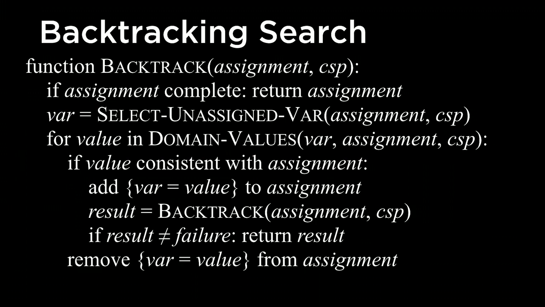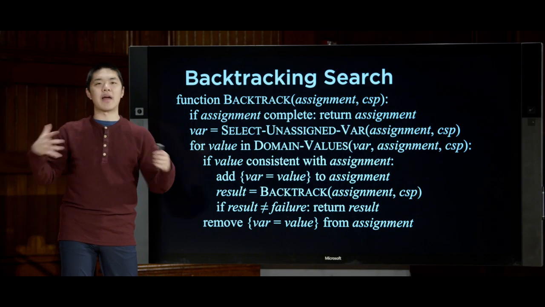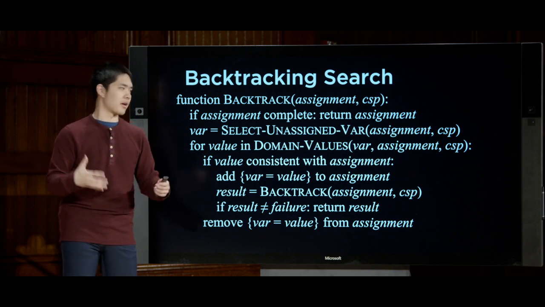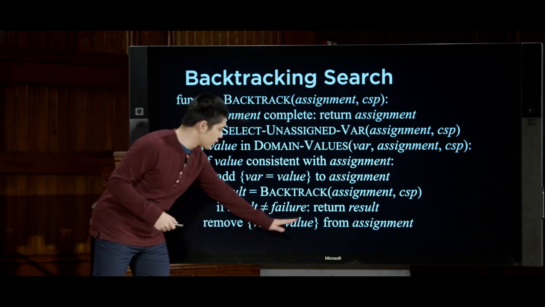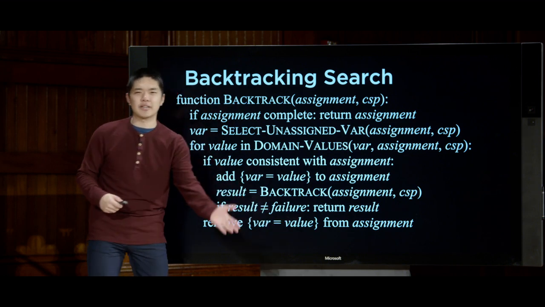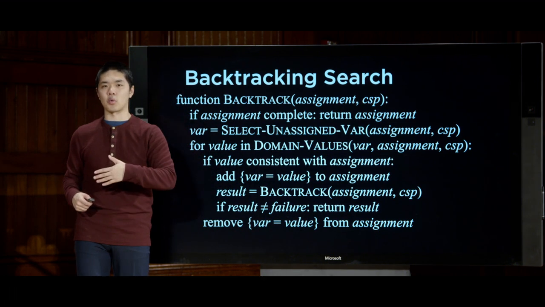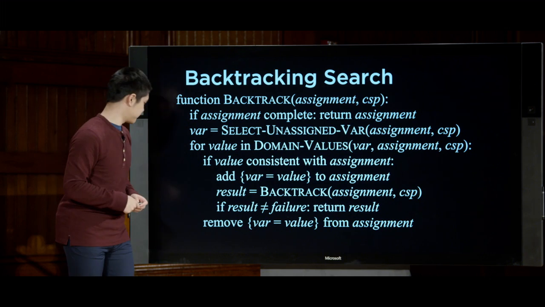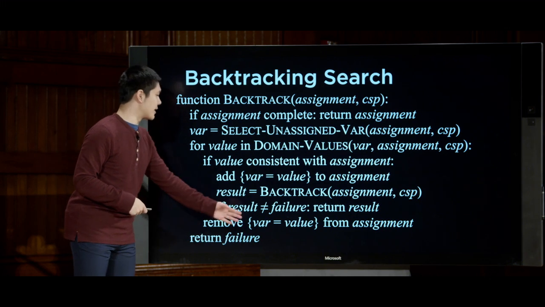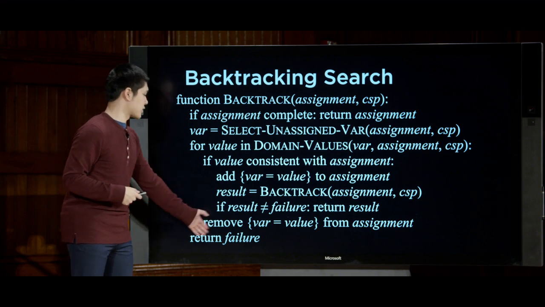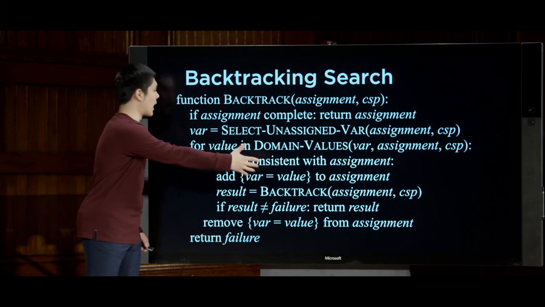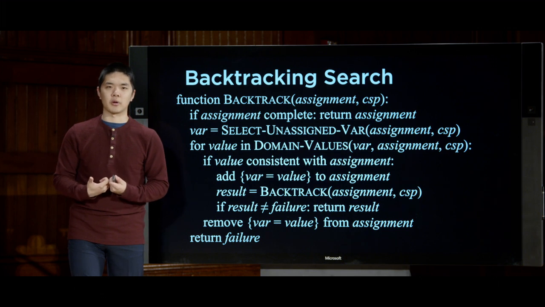And otherwise, what else could happen? Well, if it turns out the result was a failure, well, then that means this value was probably a bad choice for this particular variable, because when I assigned this variable equal to that value, eventually down the road, I ran into a situation where I violated constraints. There was nothing more I could do. So now I'll remove variable equals value from the assignment, effectively backtracking to say, all right, that value didn't work. Let's try another value instead. And then at the very end, if we were never able to return a complete assignment, we'll just go ahead and return failure, because that means that none of the values worked for this particular variable.